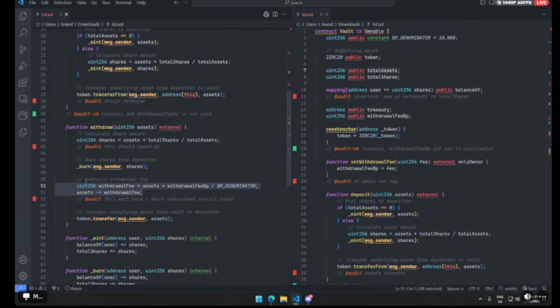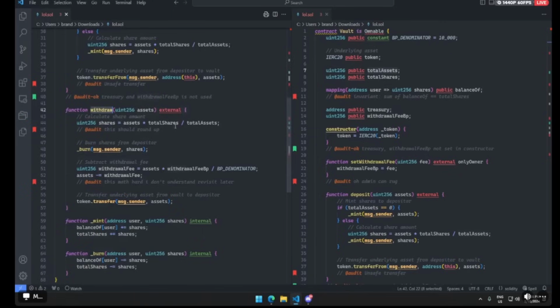I'm not going to explain it because my voice is dying. But this is the idea of keeping in mind the state, because since the withdrawal fee remains in the vault, when you withdraw once, let's say your fee is 30%, you'll get assets times 30%.